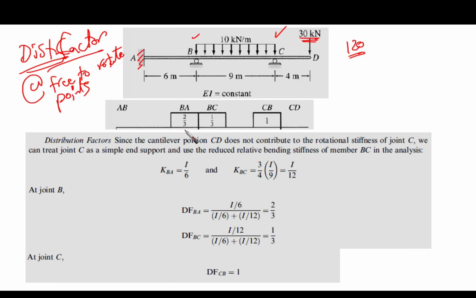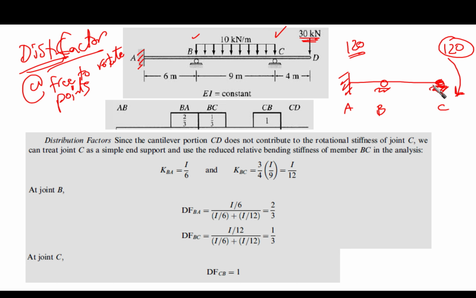And at point B, we are going to calculate its distribution factors. So first of all, here we are going to look at the span as something like this. This is point A, this is point B, and this is point C. Okay, where is point D? It is as if it is not there. We are going to put a 120 kilonewton meter as a kind of contribution at this point. So this is point A, this is point B, this is point C. Now its far end is what?